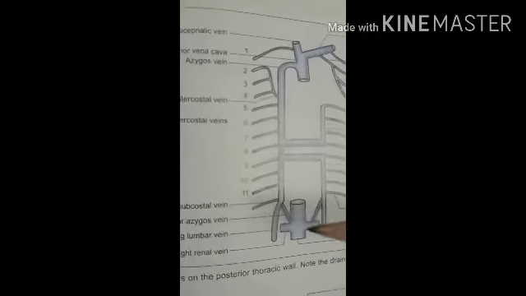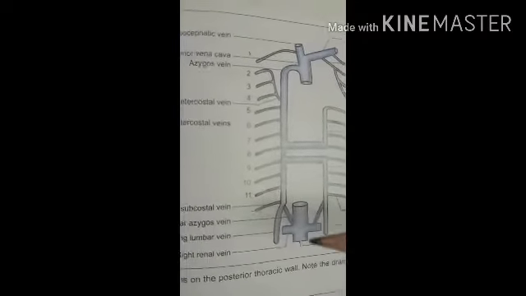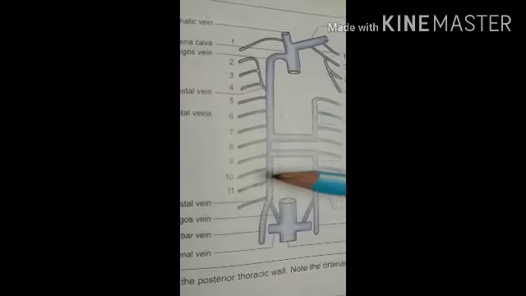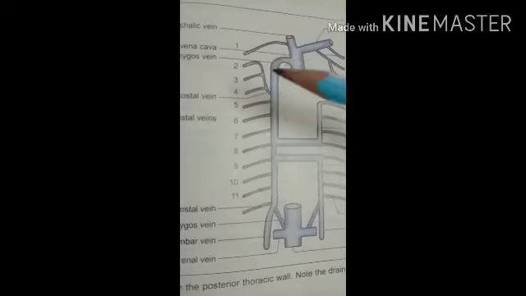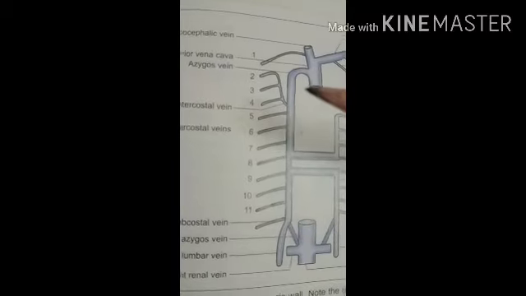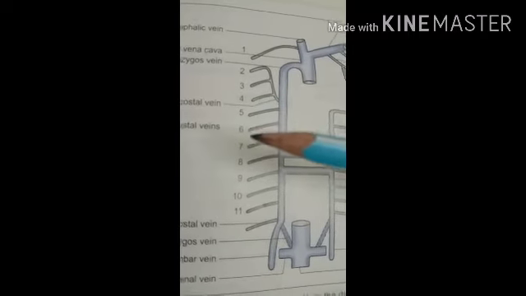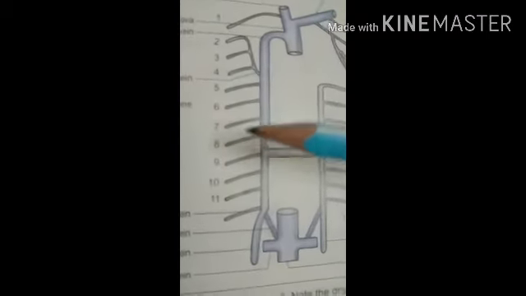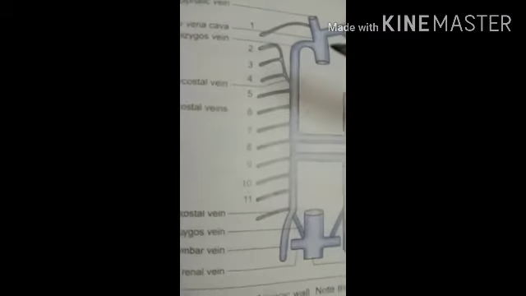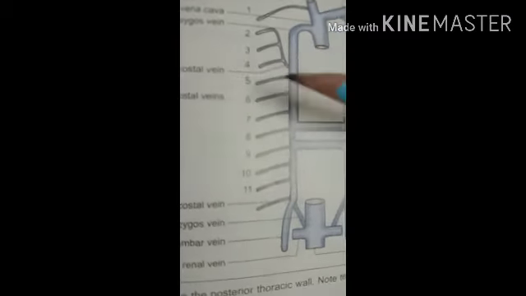So the azygos vein, after its formation, ascends and leaves the abdomen by passing through the aortic opening of the diaphragm and then enters the posterior mediastinum. There it ascends vertically in front of the vertebral column up to the level of the T4 vertebra. Here you can see the T4 vertebra, where it arches forward above the hilum of the right lung.